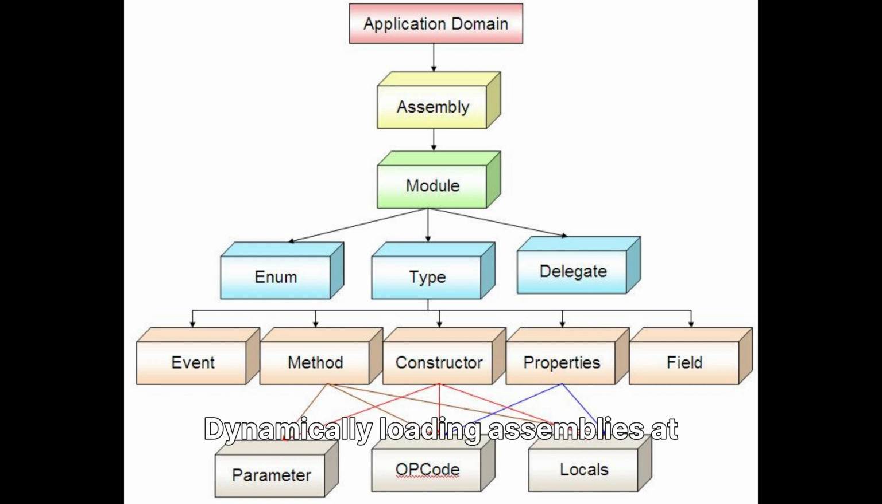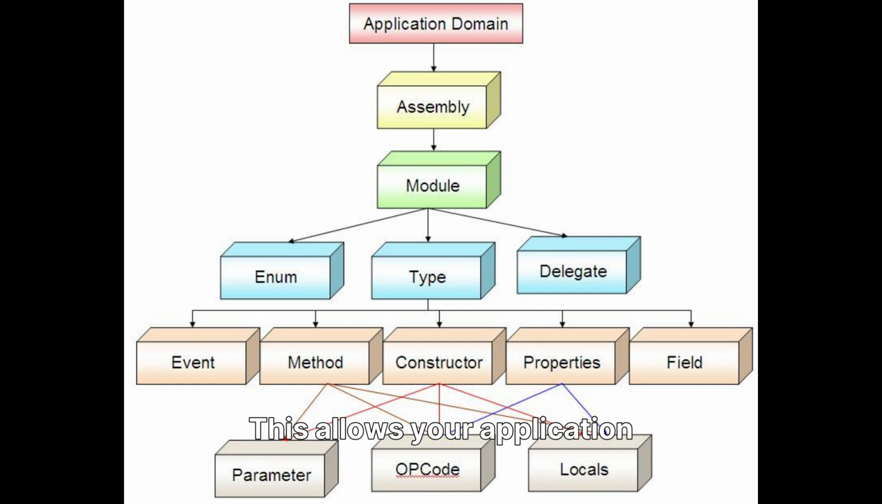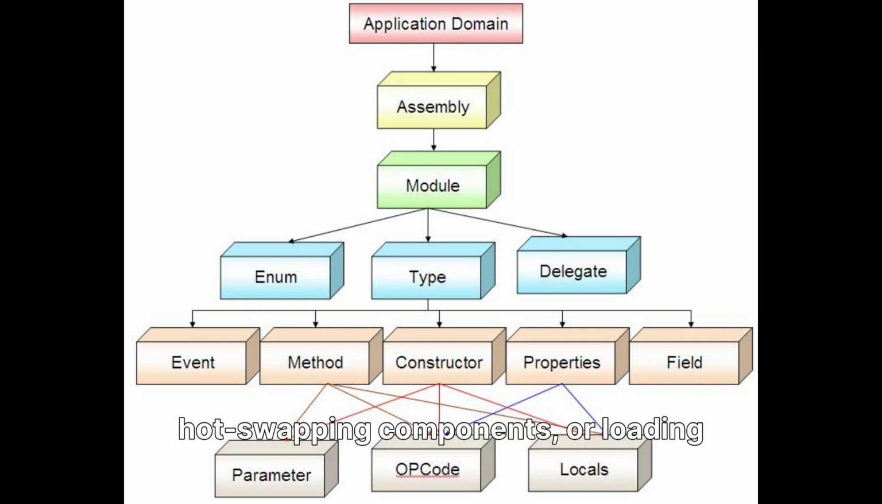Dynamically loading assemblies at runtime using Assembly.Load or Assembly.LoadFile significantly extends application functionality. This allows your application to load and utilize code from external assemblies not referenced at compile time. It enables plugin architectures, hot swapping components, or loading different library versions.